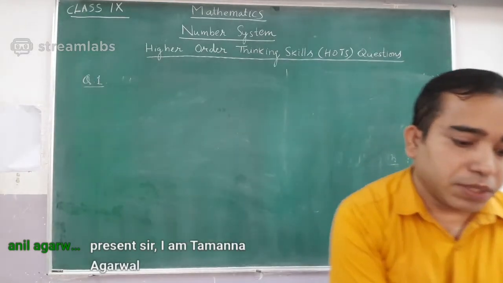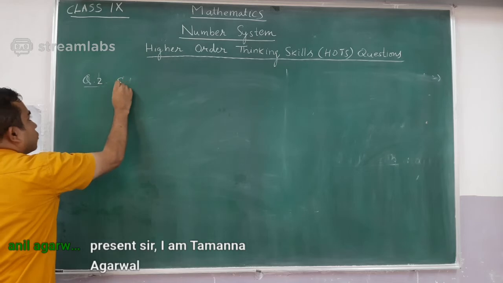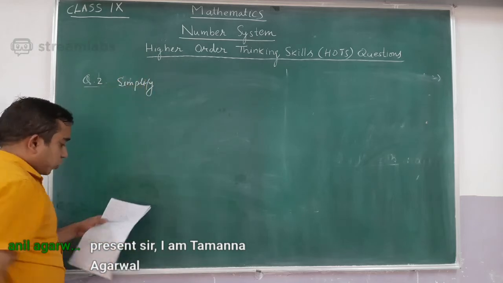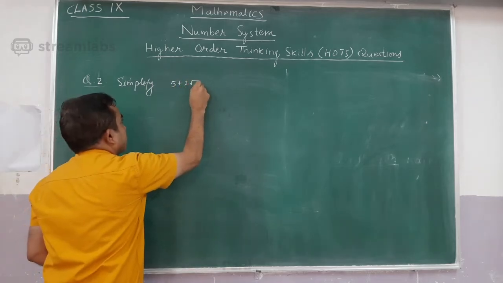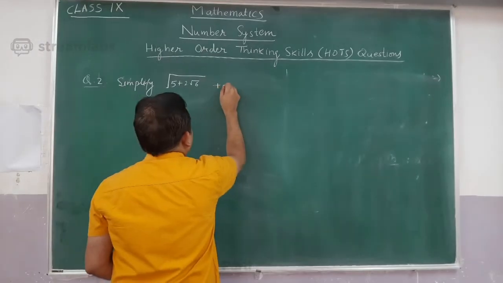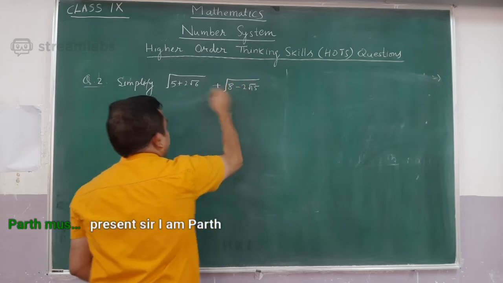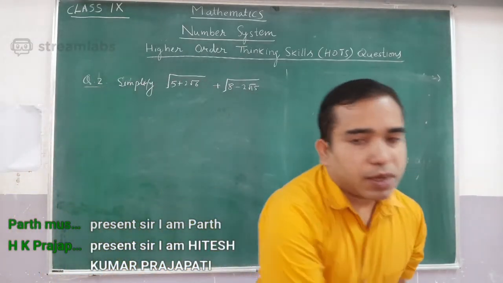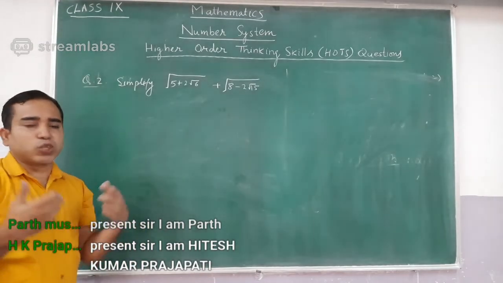And the next problem is another similar kind of question that we have to simplify. What to simplify? We have to simplify square root of 5 plus 2 root 6, plus square root of 8 minus 2 root 15, right? This is similar work. Let us see this number as a whole square of something.